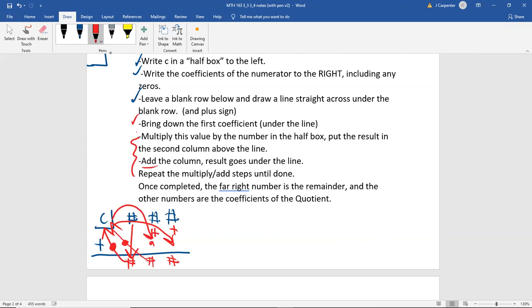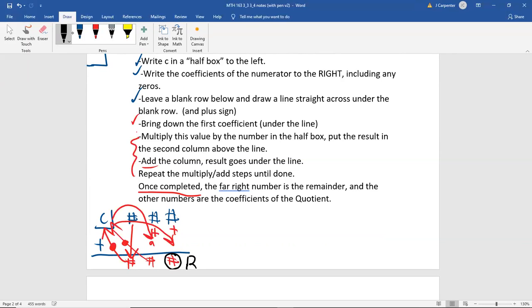I know it starts looking like a mad drawing after all is said and done, but again, you've got the replay if that confused you, and you're going to see lots of examples done, so hopefully that'll help. Once completed, the far right number is the remainder. So this number right here, that is the remainder.